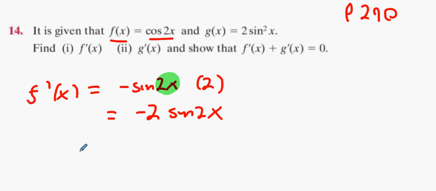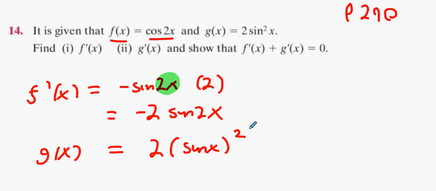g of x is different. g of x is a bit like the chain rule. You do 2 sine x squared. I still haven't differentiated yet. Alright, Carl, what do you think?